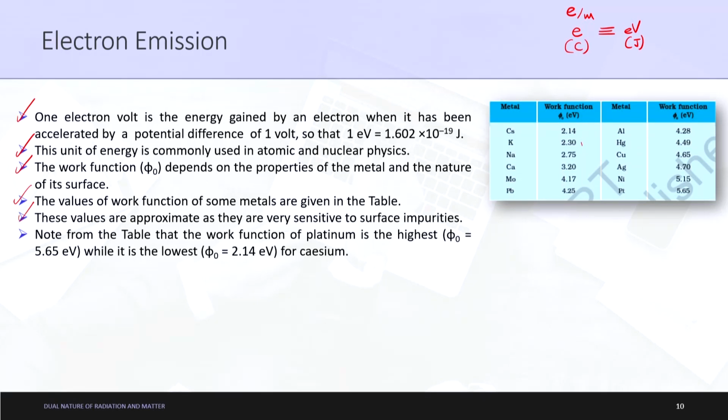Next, note from the table that the work function of platinum is highest, phi naught equal to 5.65 electron volts, but it is lowest for cesium. As you can see, the value of the work function is increasing. Let us move on.